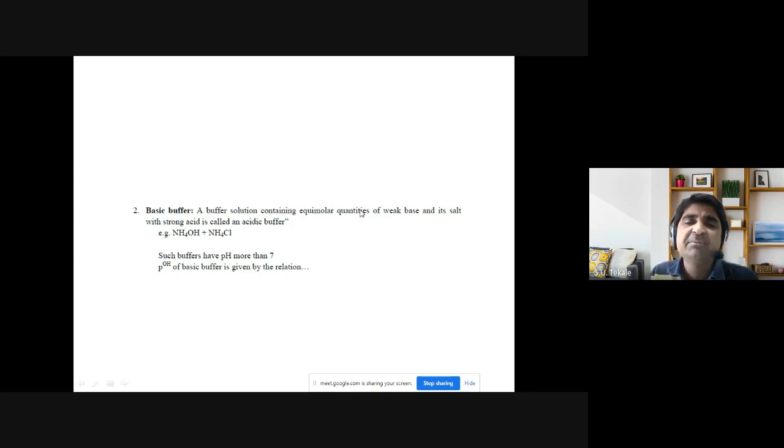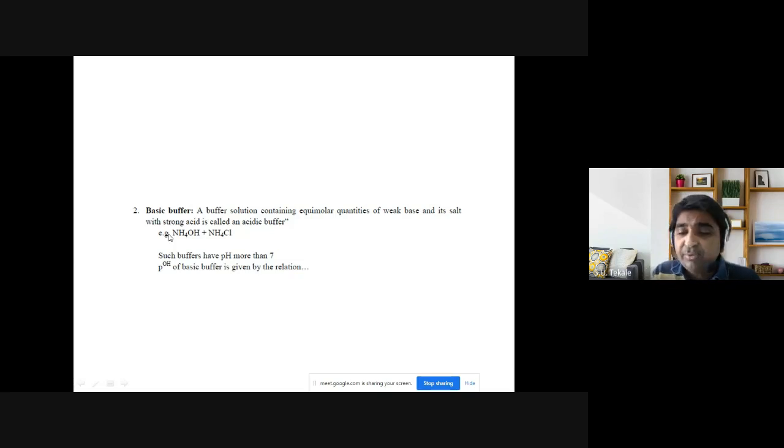Say for example, ammonium hydroxide is a weak base. If I take ammonium hydroxide and mix it with ammonium chloride, this ammonium chloride is nothing but the salt of the base ammonium hydroxide with the strong acid HCl. So a basic buffer is a buffer solution consisting of equimolar amounts of weak base and its salt with strong acid. The pH of this basic buffer is in the range of 7 to 14.